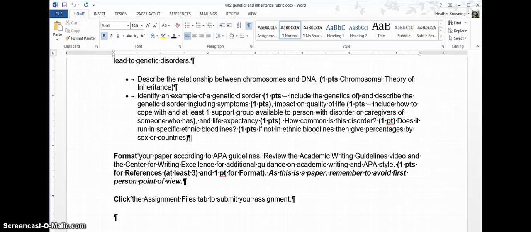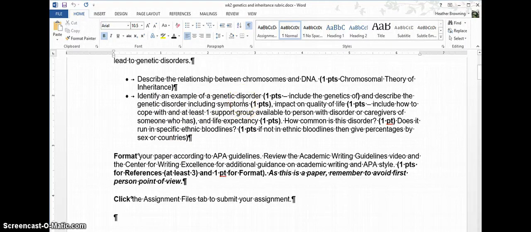And then maybe how it can be inherited. You don't need to do that, but at least the genetics of it. It might be that you have some type of mutation that's occurred, like a deletion, addition, or transposition. Okay. Describe the genetic disorder, including symptoms.